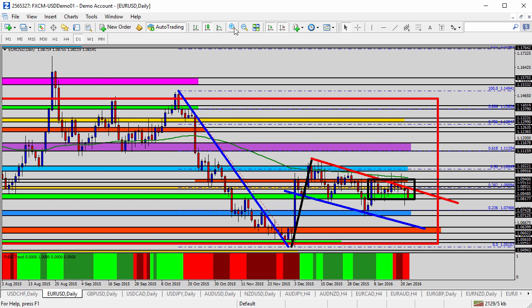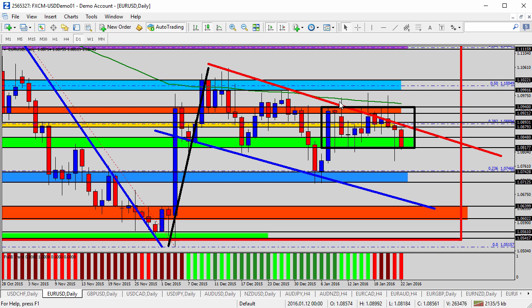Let's go ahead and zoom in a little bit here inside that black box. You can see we've just been stuck in there. Yesterday we saw an attempt after the ECB, pressuring lower, attempting to break 0.800. A lot of people probably got stuck in that, thinking it was going to go short, and then it turned right back around and went back up.